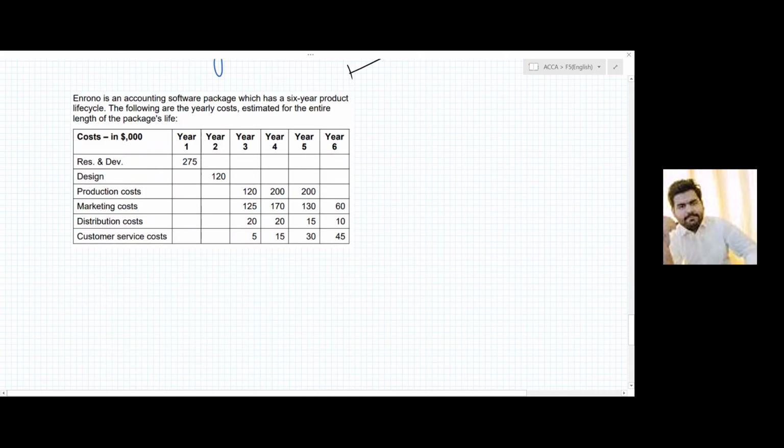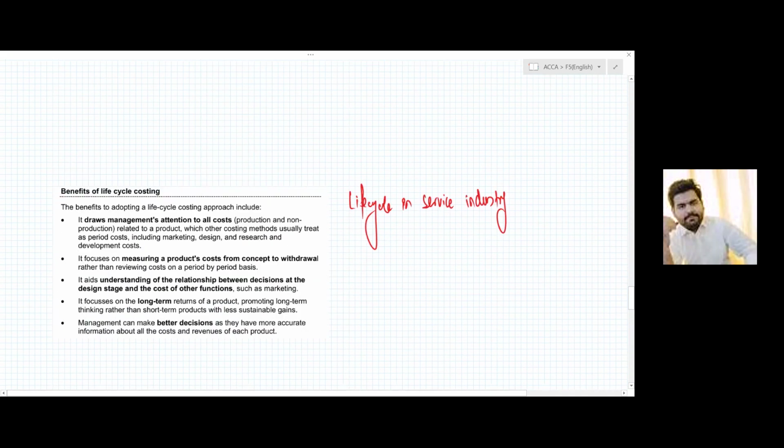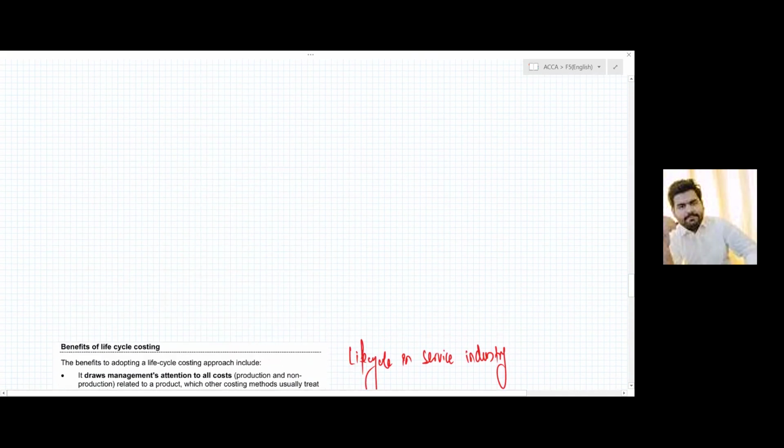We just have a small portion, a small calculation, and the benefits of life cycle costing, which we'll discuss in the next lecture.